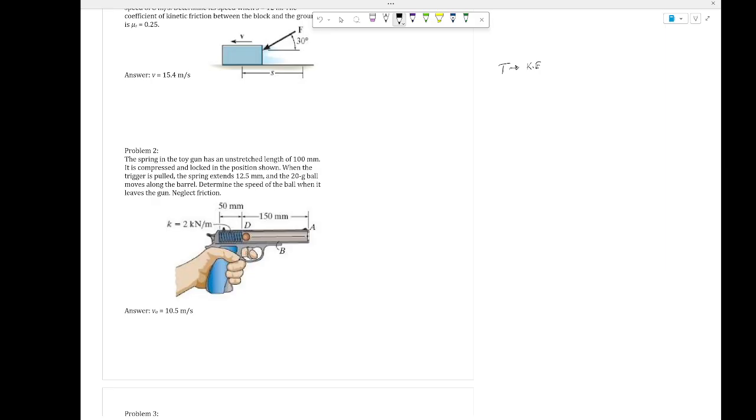So if you have two states, like initial and final, okay, 1 and 2, referring by that. So you can write T1 plus summation of all the forces from 1 to 2 equals T2, where T2 is the kinetic energy at point 2. And again, T1 and T2 can be written, if you know the velocities V1 and V2, as half of m v1 squared, half of m v2 squared.